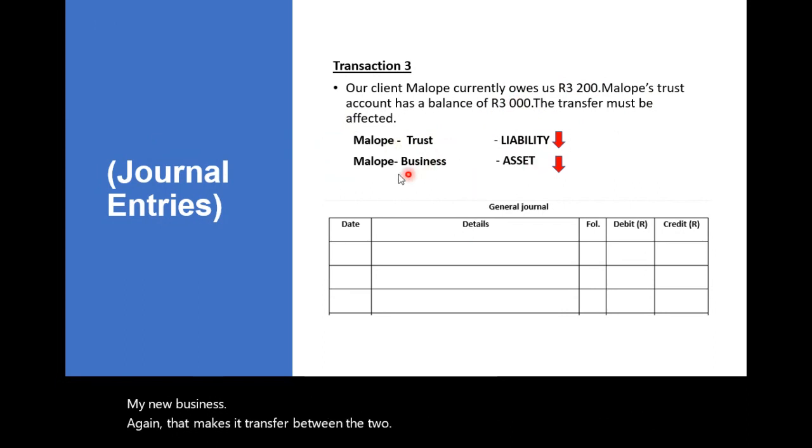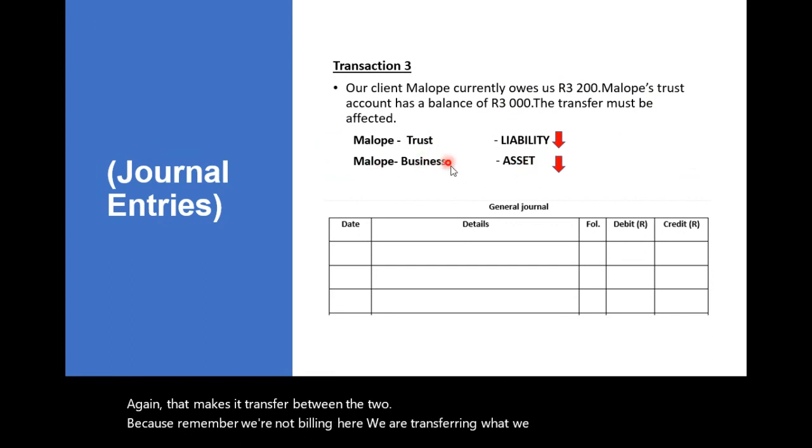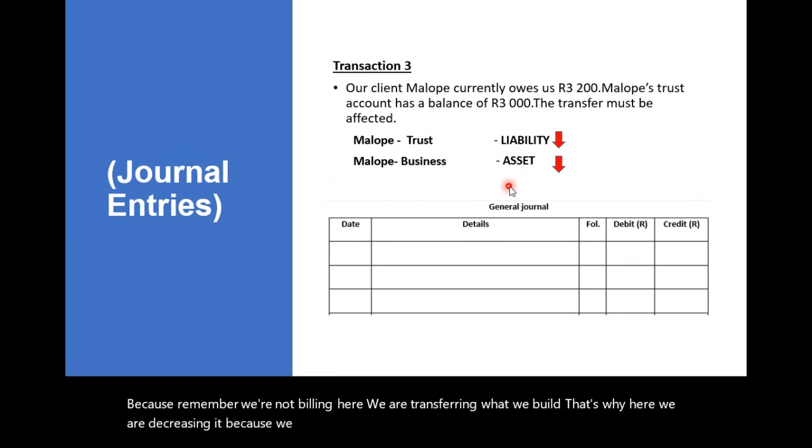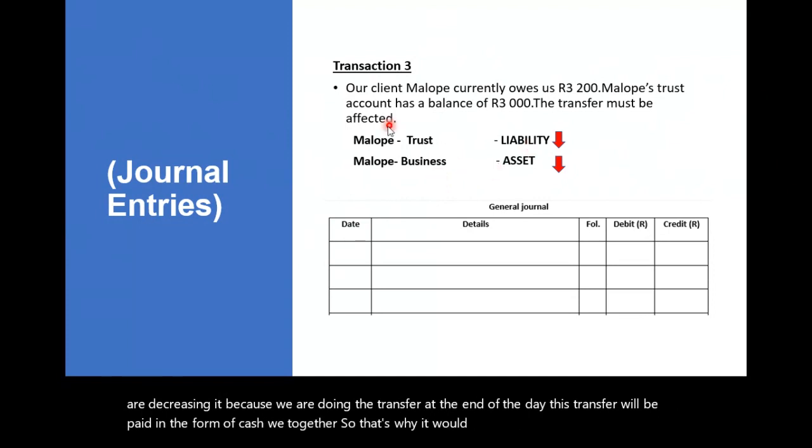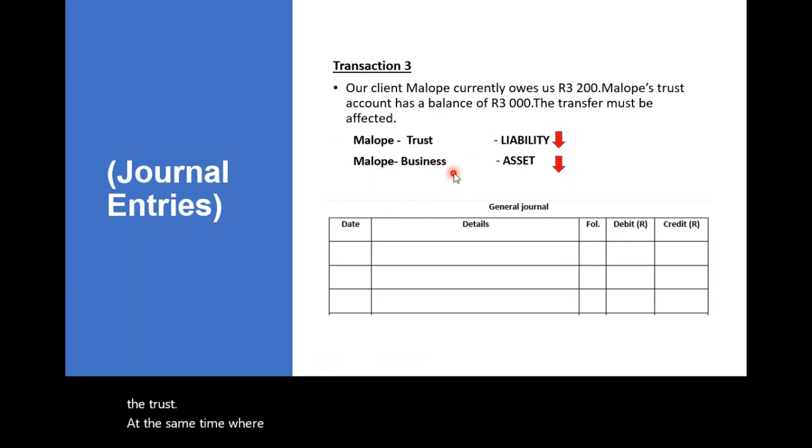Because remember, we are not billing here. We are transferring what we billed. That's why here we are decreasing it because we are doing the transfer. At the end of the day, this transfer will be paid in the form of cash. Are we together? So we are decreasing the trust. At the same time, we're decreasing the business. But remember, we can only take 3,000 because in the trust, we only have 3,000.